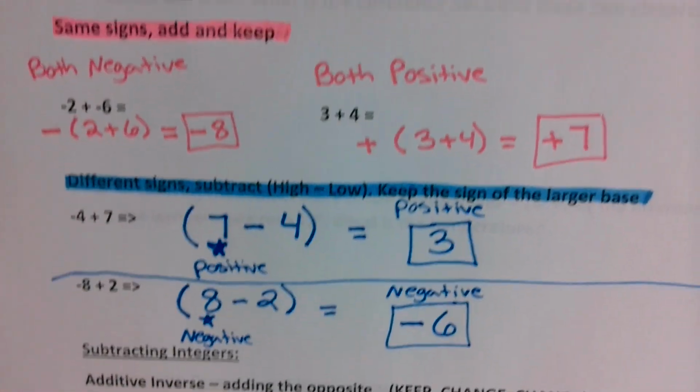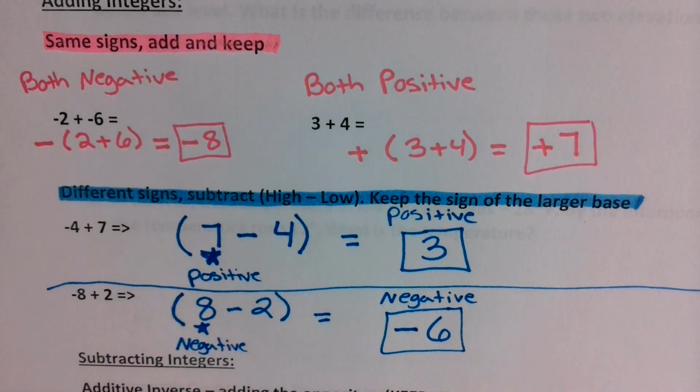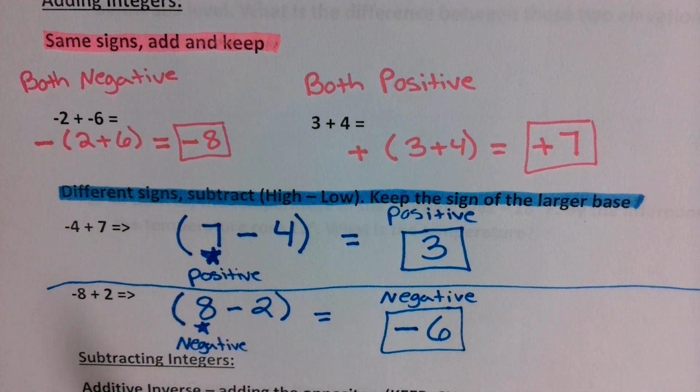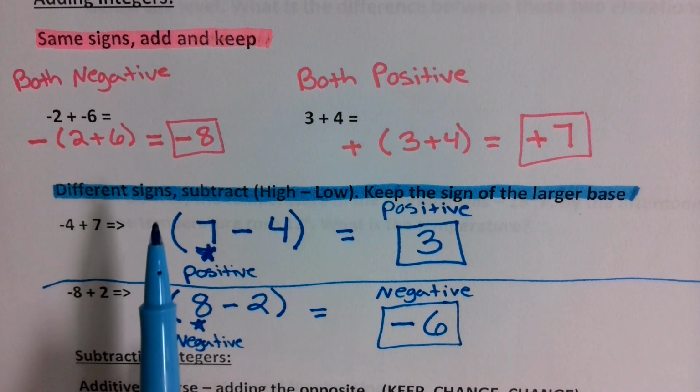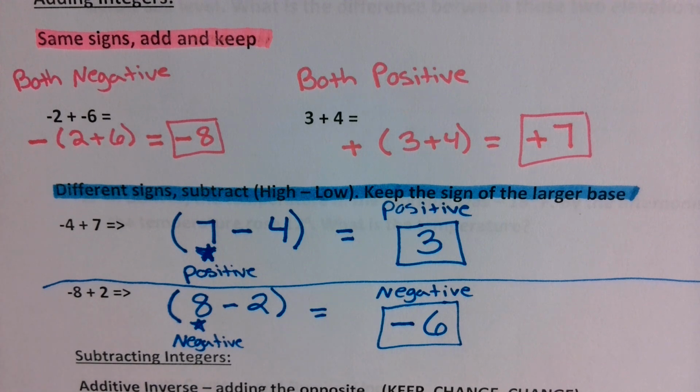Okay, so once again, when you're adding your integers, if they are the same exact sign, if they are both positive or they are both negative, you just combine the bases and keep the sign. If they are different signs, meaning one of the values is positive and one of the values is negative, then you subtract like normal, high minus low, and you keep the sign of whatever is your larger base, whatever your high was. So if your high was a positive, your answer is a positive. If your high was a negative, your answer is a negative. Okay?